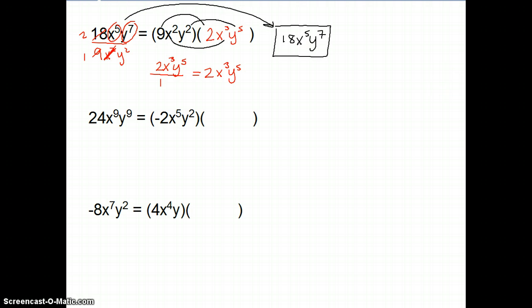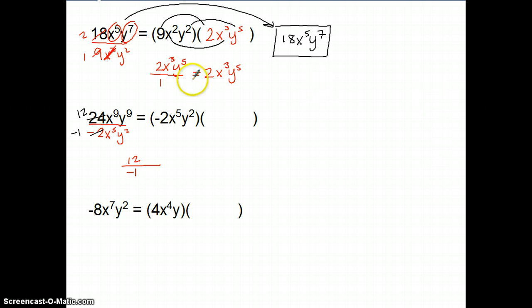Now below, I'm factoring out negative 2x to the 5th y from my 24x to the 9th y to the 9th power. So I take my 24 term and I divide it by my negative 2x to the 5th y to the 2nd. My 24 and negative 2 reduce to a 12 and a negative 1. So I have 12 on top and negative 1 on the bottom.